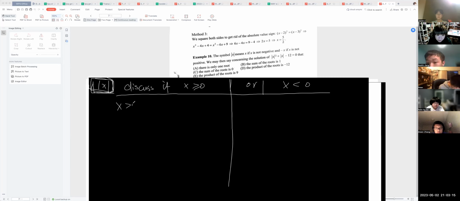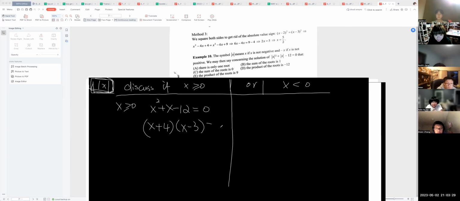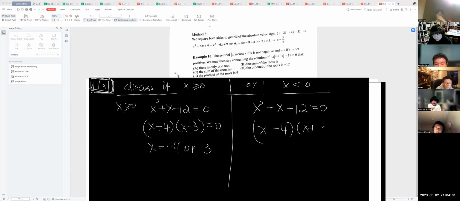So if x is bigger than or equal to 0, then x squared plus x minus 12 equals 0, right? We don't have to do anything. So x plus 4 times x minus 3 equals 0, so x equals -4 or 3, correct? Okay, so when x is smaller than 0, everybody, the absolute value of x is still x squared plus x, but you need to use minus x, because it is a number less than 0. Because the absolute value is a positive number, to remove the absolute value you need to make it a negative sign, so minus x minus 12 equals 0. So x minus 4 times x plus 3 equals 0, so x equals 4 or -3.